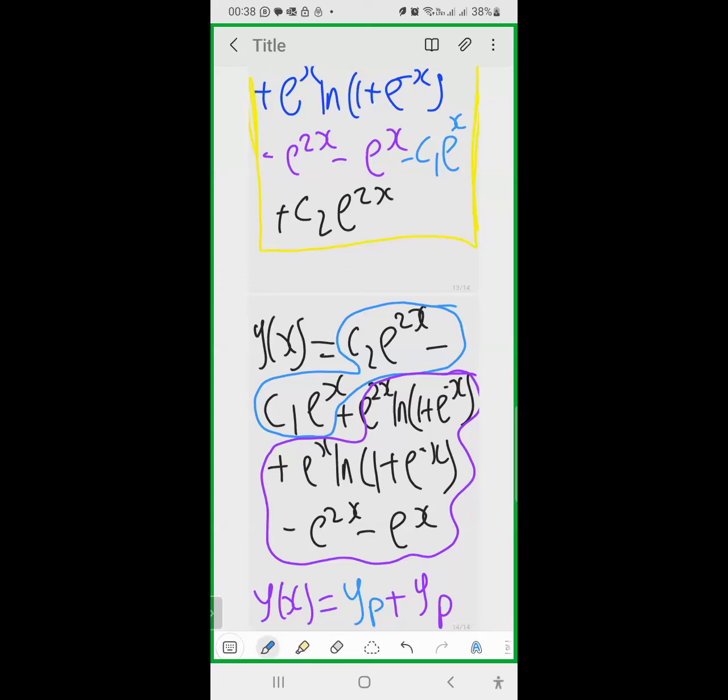So each method is convenient under certain conditions, but in this case, the method of variation of parameters will be more convenient as we don't have to perform a lot of integration. But this is how we approach the question using the reduction of order method. Thank you.